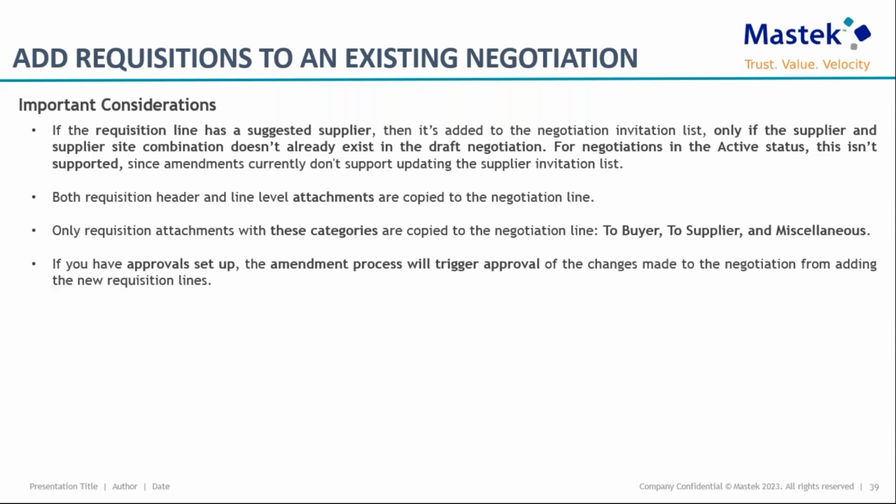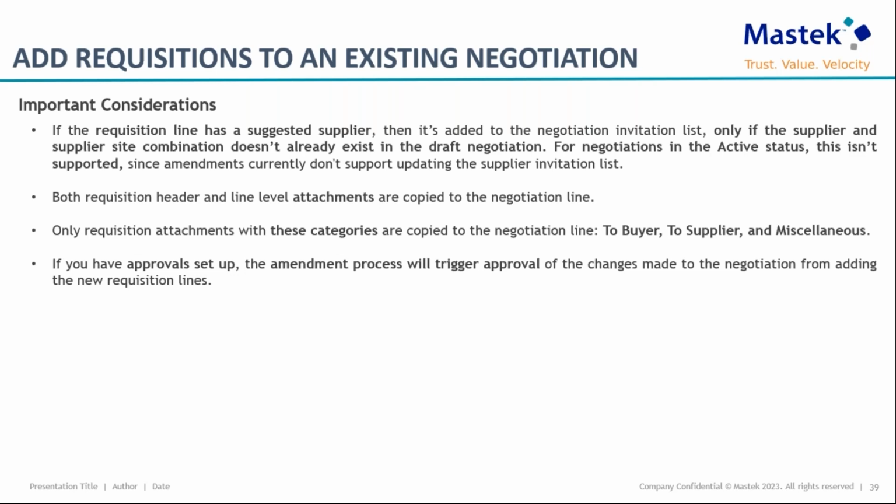Next consideration is if the requisition line has a suggested supplier, and if no supplier and supplier site combination already exists in the draft negotiation, then it will be added to the negotiation invitation list. But this functionality will not work if the negotiation is in active status.